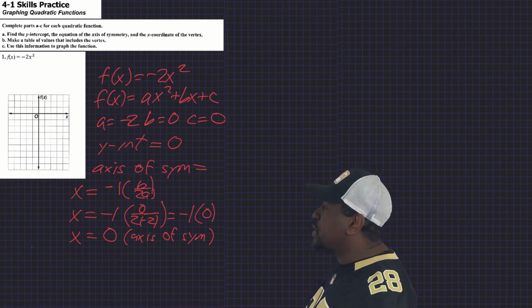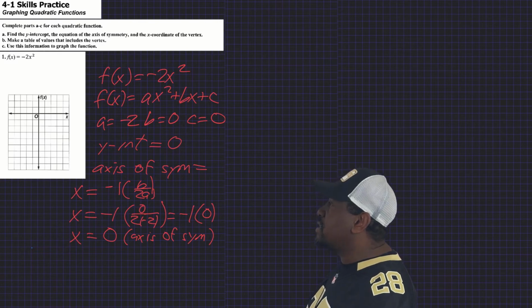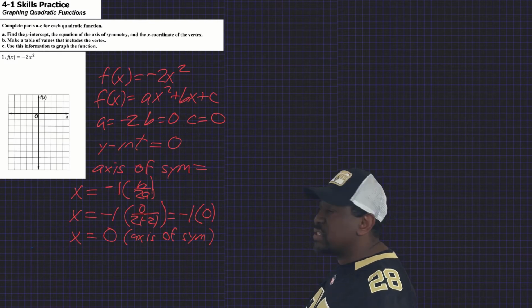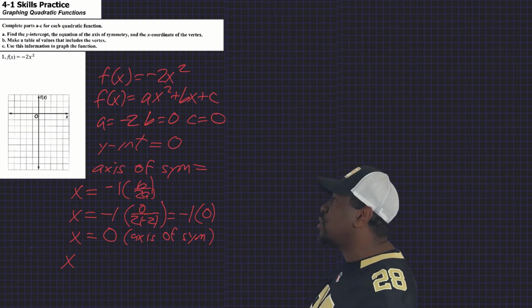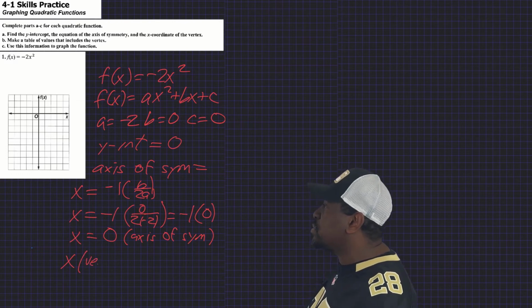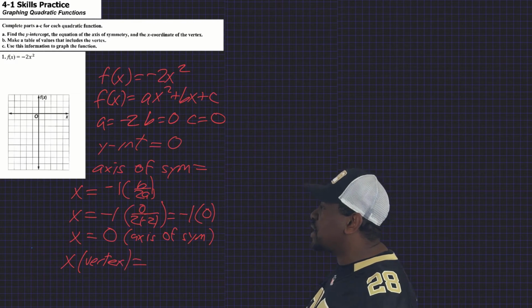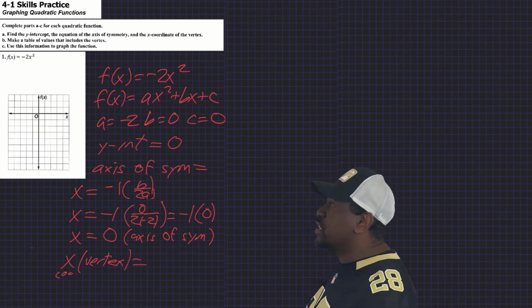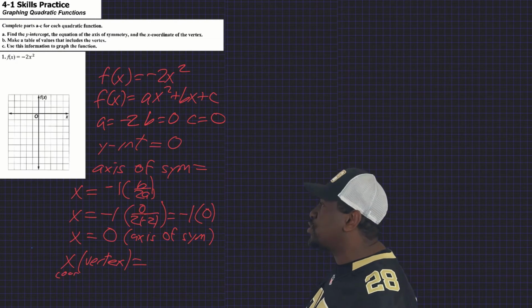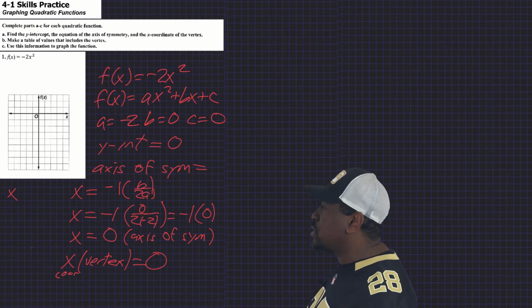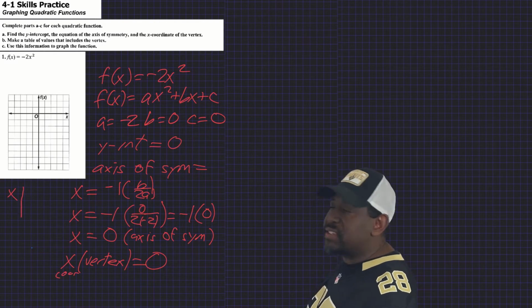And so at that point, that allows us to create a vertical line at x equals 0, which is basically the y-axis, so we will create our axis of symmetry there. At this point, the problem asks to find the x-coordinate of the vertex. The good news is the axis of symmetry and the x-coordinate of the vertex are exactly the same. So the x-coordinate of the vertex will be equal to 0 also, like the axis of symmetry.